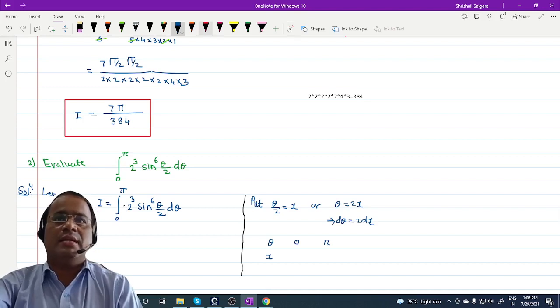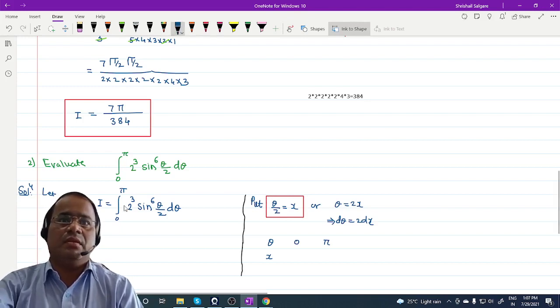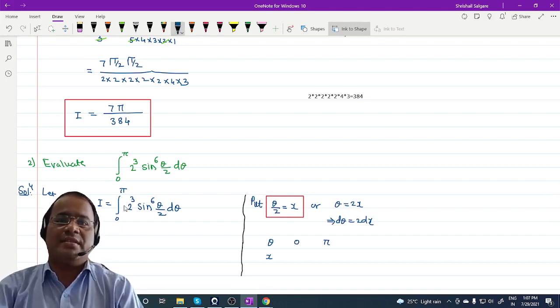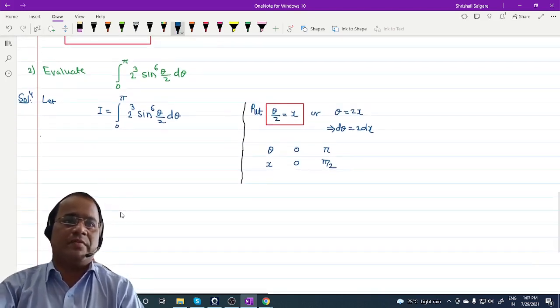This is your substitution. Now if you put theta equal to 0, what is x? 0. If you put theta equal to pi, what is x? Pi by 2. So you get the new limits 0 to pi by 2 as per our requirement. Then I will write the integral, taking 2 raised to 3 outside.